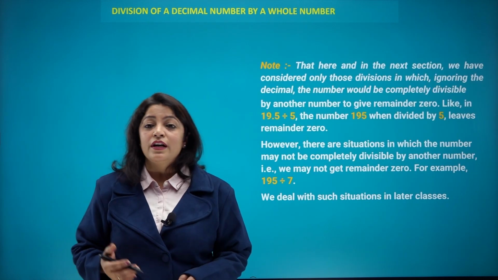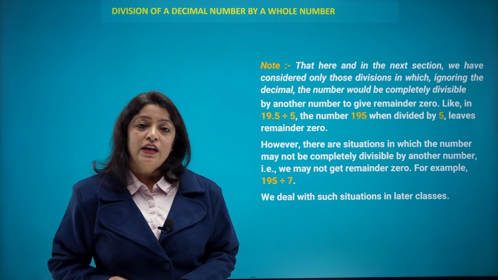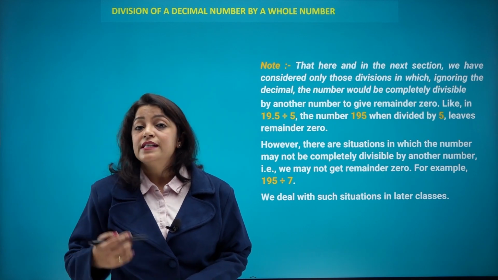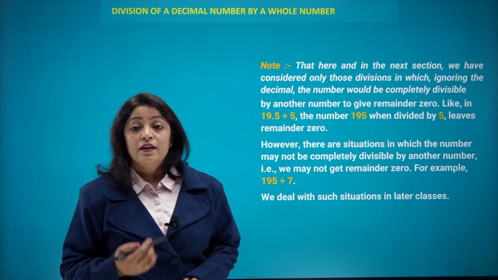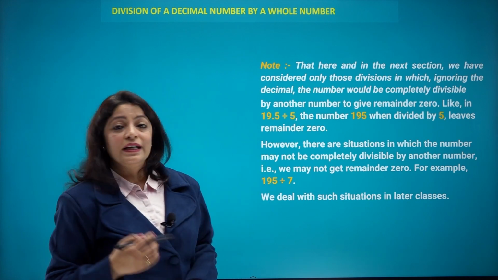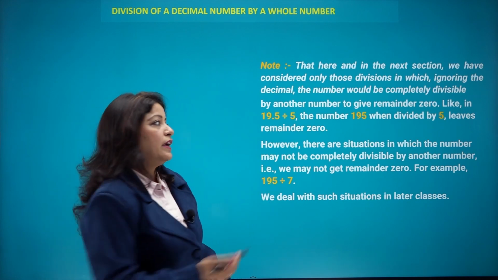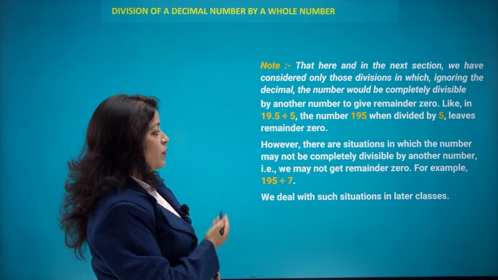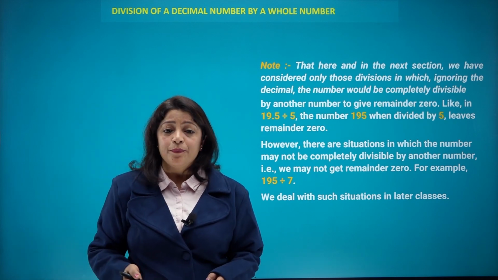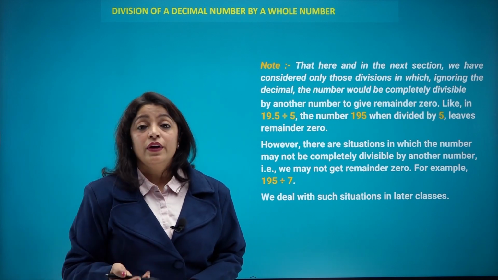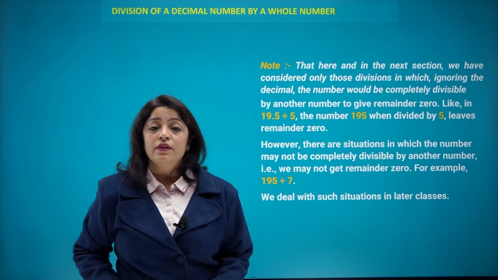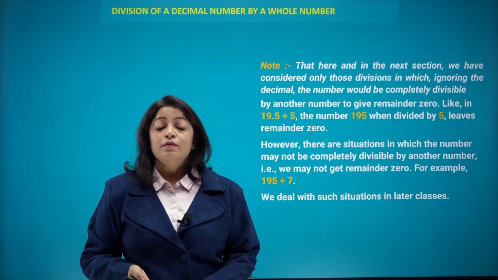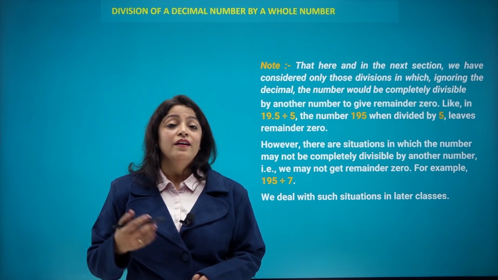This is a very important thing, that here and in the next section what we have taken here is we have considered only the numbers which are exact divisible, right? Like if I take an example 19.5 divided by 5. So, if you divide 19.5 by 5, you will get the remainder as 0. Okay. And however, there are the situations in which the number may not be completely divisible, right. For example, if I take 195 divided by 7, it is not completely divisible here by 7. So, what we can say, we will discuss these type of division in our later segments.